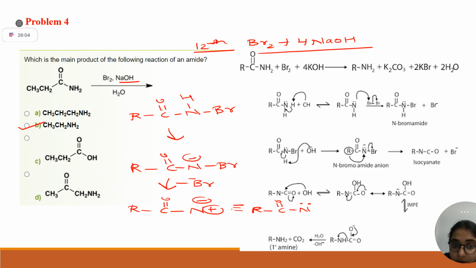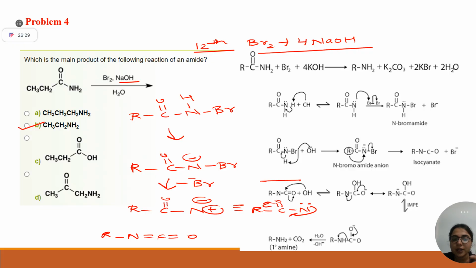But students, in this Hofmann reaction, nitrene is an intermediate, but nitrene is not isolable because it goes via a concerted pathway. Concerted means this intermediate will undergo isocyanate formation, correct? It will become R N double bond C double bond O.